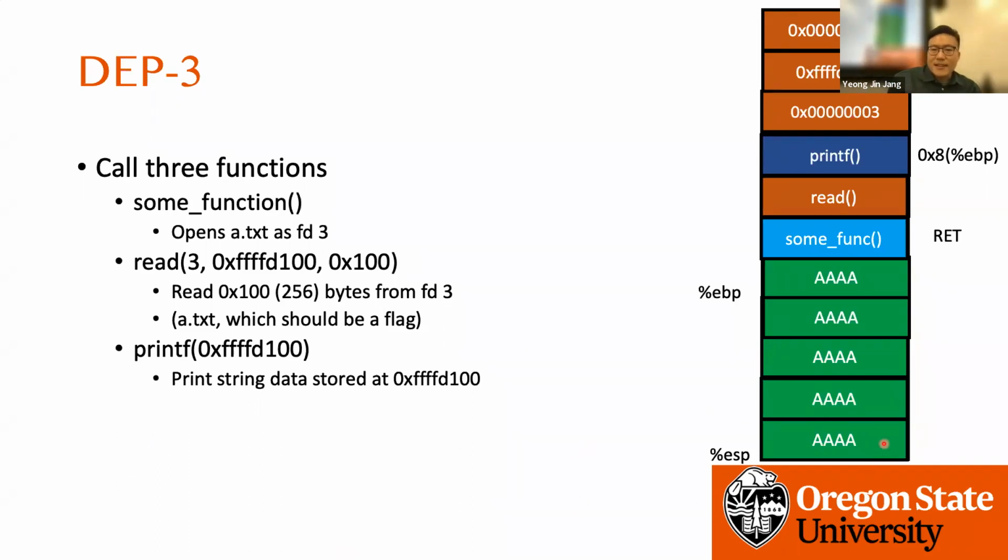So if you fill the buffer like this, this is the return address. It will first call some function, and then when that function returns, it will return to read. The first argument of read is 3, the second argument is the address, and the third argument is the size. So we call read with these 3 arguments, and then it will return to printf. The first argument for printf is luckily the same as the address. Then it will print the flag for you. So set the stack like this, then you can win.